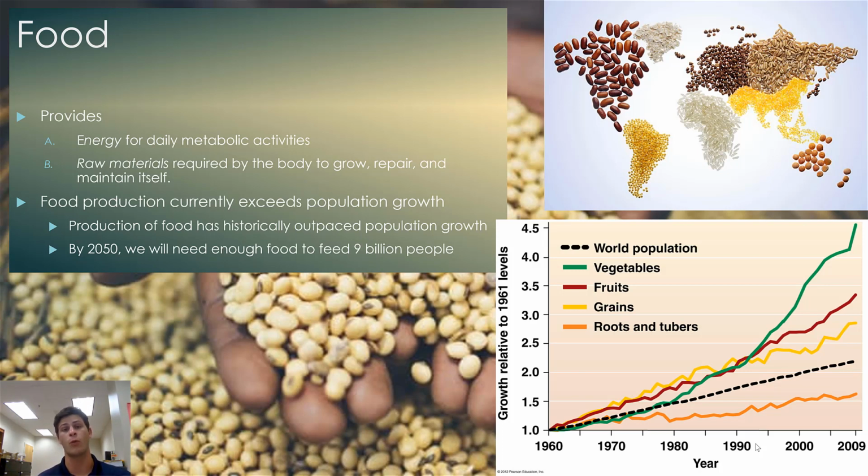What that means is that the rate at which we are gaining food is outpacing how fast we are adding additional people to our global population. This is the case right now, and it always has been historically. However, by 2050, we will need to have enough food to feed 9 billion people, more than we have ever had in the entire history of the planet.